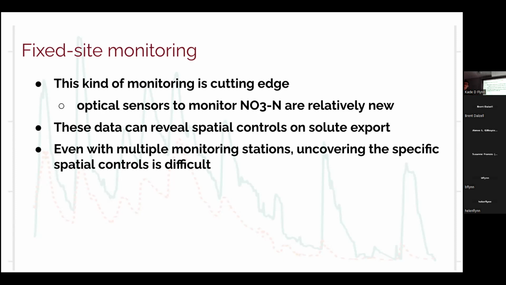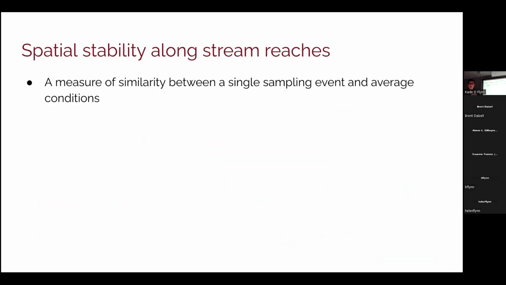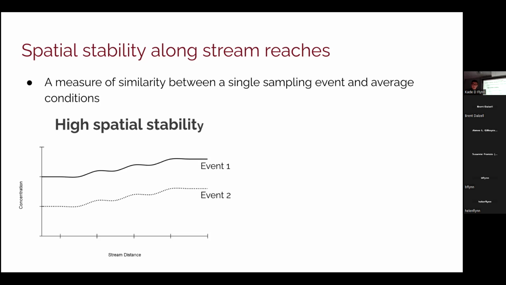And we do this by comparing the stream water chemistry profiles between different sampling events taken through time. And one way we can quantify this is by looking at the spatial stability, which is just a measurement of the similarity between a single sampling event and the average conditions along that stream reach. So just to demonstrate this, if we have here a plot of stream distance to the watershed outlet on the x-axis and concentration on the y-axis, so this represents a stream reach.